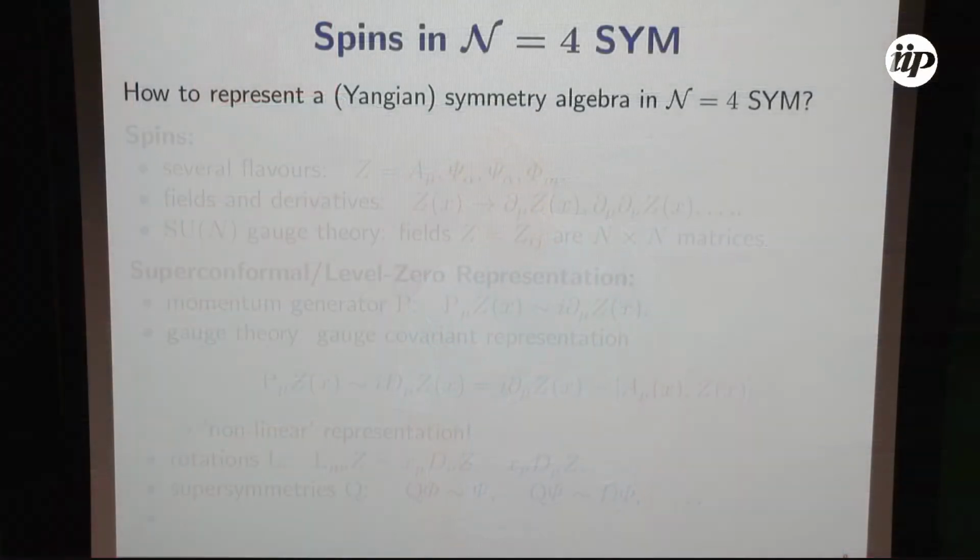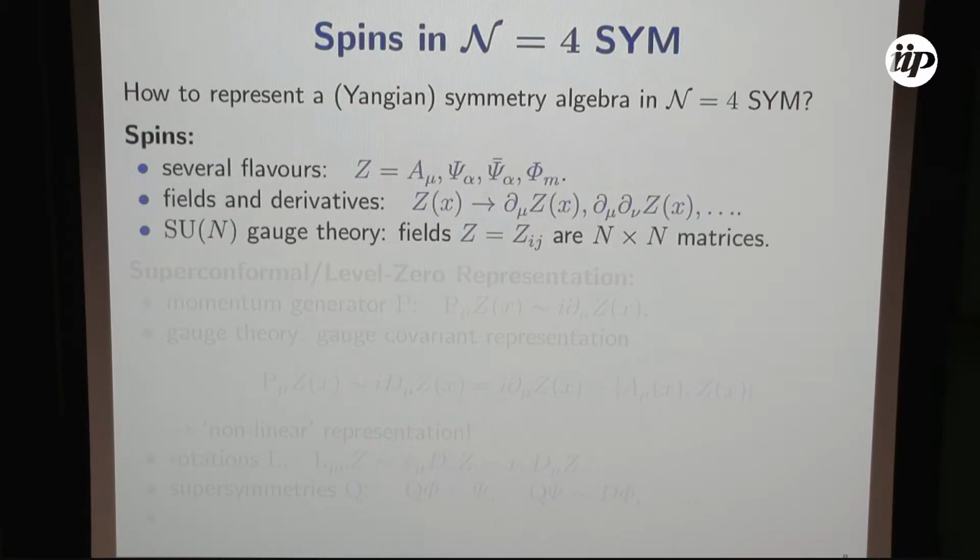But this conference here is about spin chains, and so the question is where is the spin chain? Or put differently, how to represent this Yangian symmetry algebra in N=4 super Yang-Mills. So you can view many interesting objects in N=4 super Yang-Mills as spin chains, and the spins are typically just the fields. So you have the fields, which I just collectively denote by Z, and Z may be a gauge field or a fermionic field, a spinor field, or maybe one of the scalar fields.